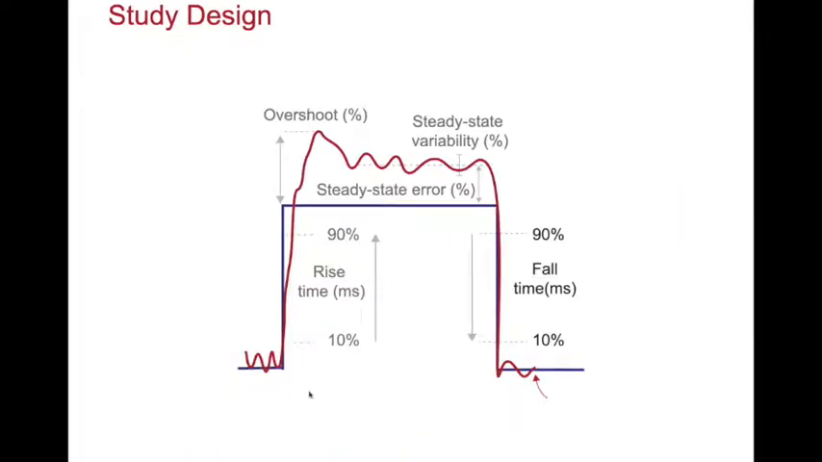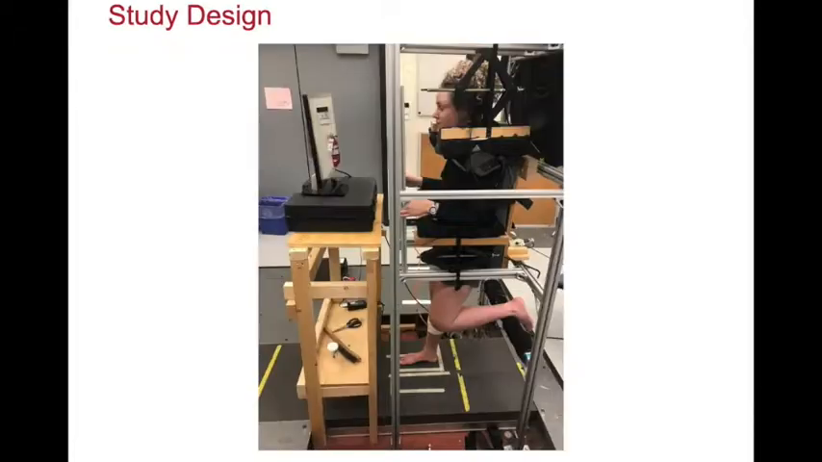Our control outcomes of interest were overshoot, which is the percent overshot above the target, rise time, which is the time it takes to go from 10 to 90% of the signal value, steady state error, steady state variability, fall time, which is the time it takes to go from 90% to 10% of the signal value, and bandwidth, which is a measure of how fast the system responds to changes in the input command. Here's a picture of someone in the apparatus.